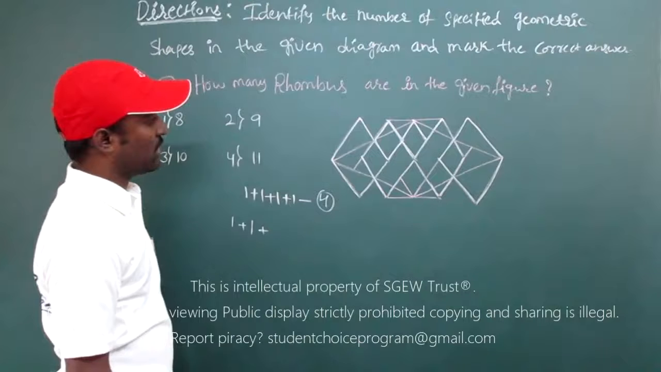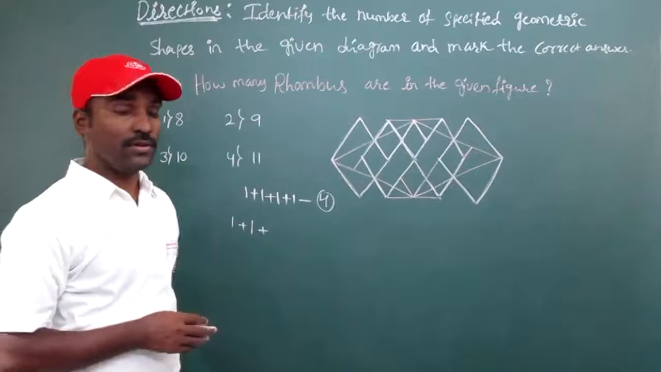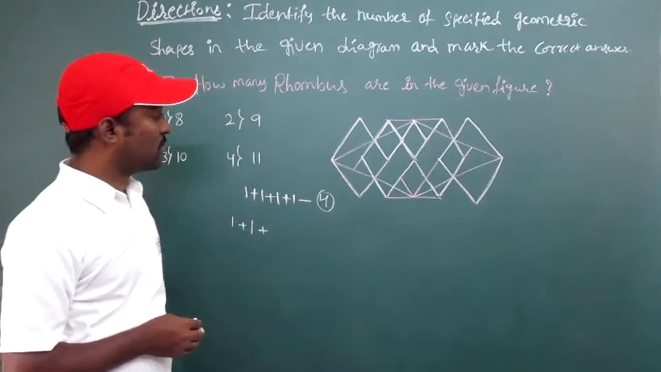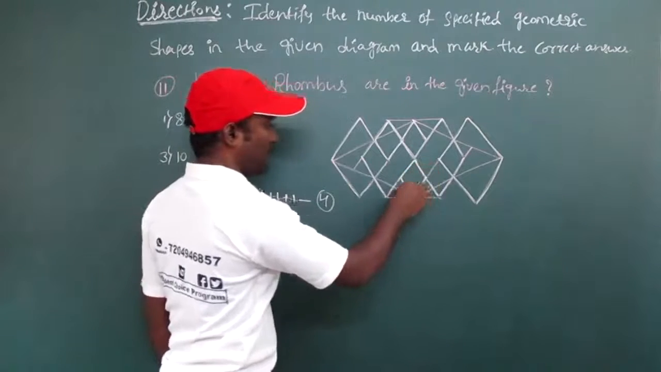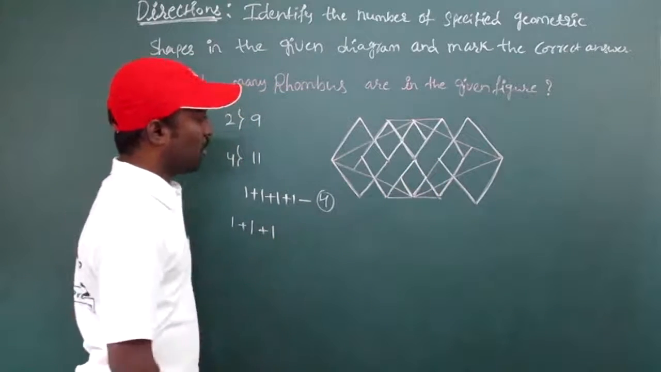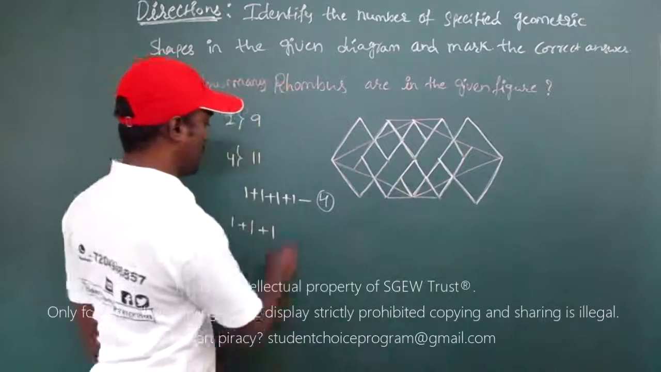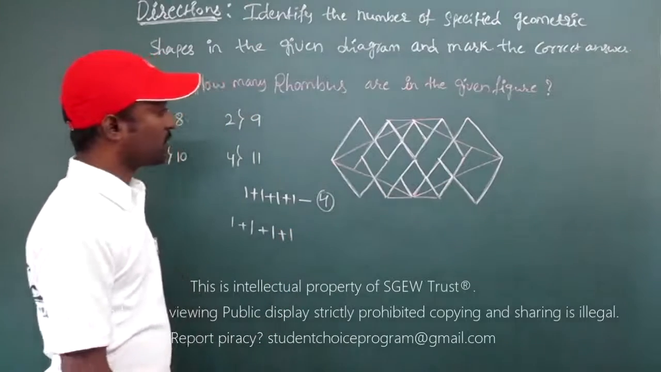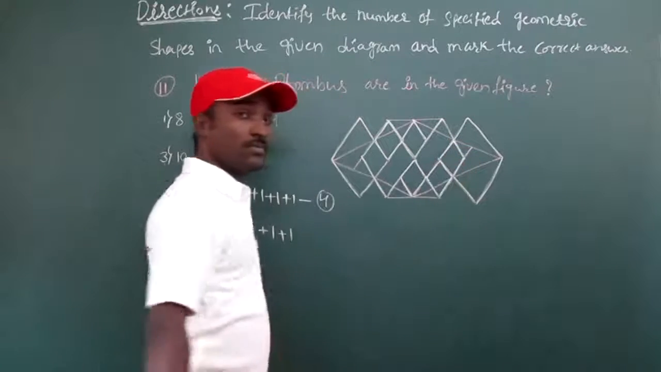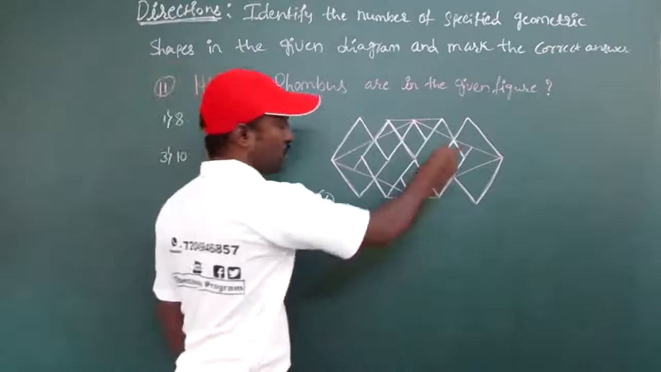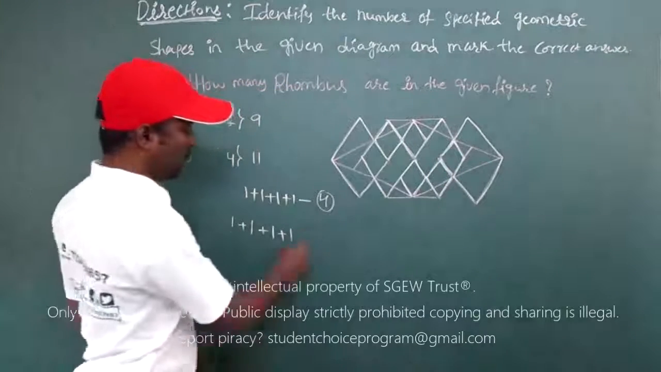Next, is there any rhombus that can be formed? Observe carefully. You can find some more rhombus. Yes, it is one more rhombus, small rhombus here. That's plus 1. And one more rhombus here. Plus 1. Next, here is one rhombus. Is it a rhombus or not? It is. Yes, it is a rhombus. So plus 1.